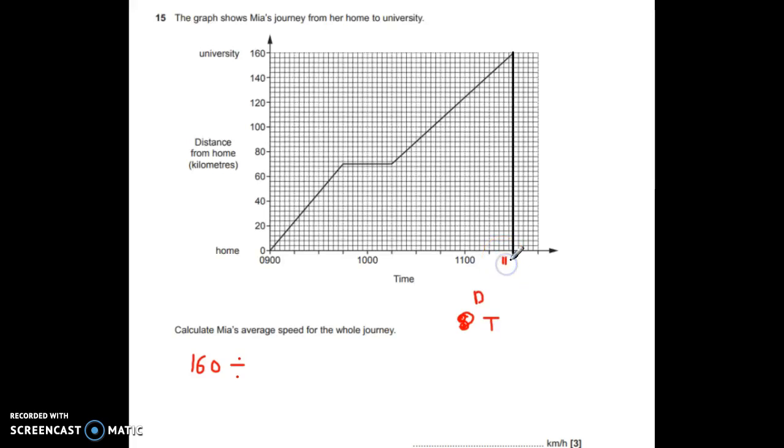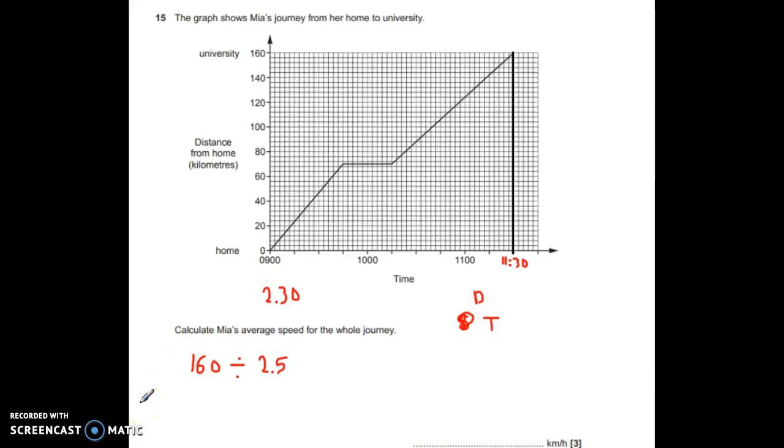Now she left at 9 o'clock. She left at 9 and she arrived at 11:30. That means she was travelling for 2.5 hours. I don't write 2.30, because that does not mean 2.5 hours. That means 2 whole hours and 0.3 of an hour. 2.5 hours we write down as 2.5.